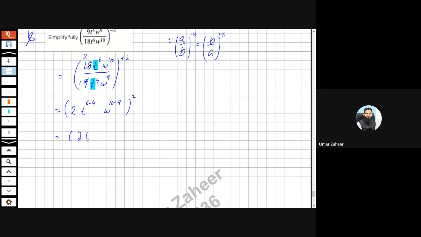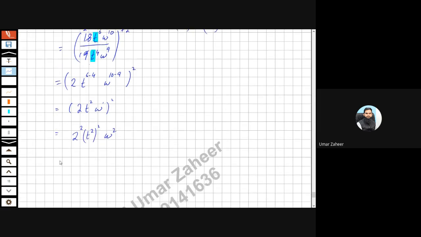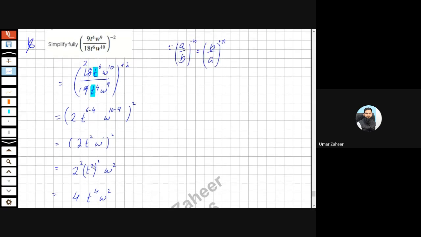6 minus 4, that will be 2. 10 minus 9, that is 1. And whole square. Now apply the power. It will be 2 squared, t squared, and w squared. So 2 squared is 4, t raised to power 4, and w raised to power 2. Yes. Anyone have a question in this one? No, sir.